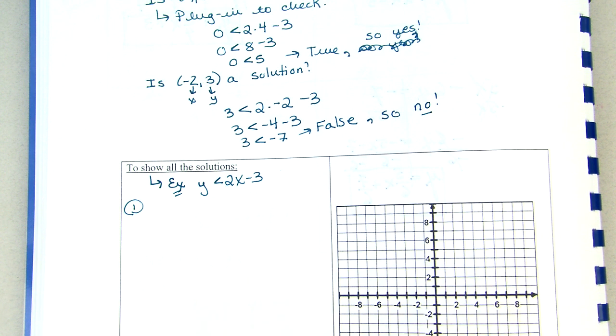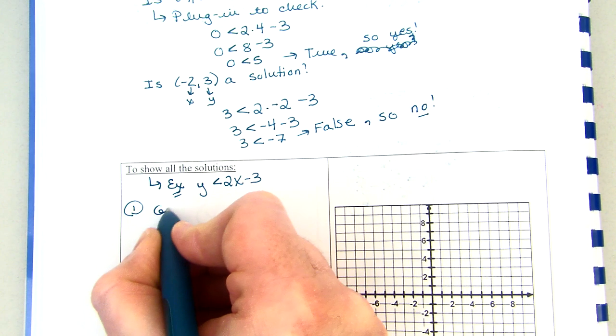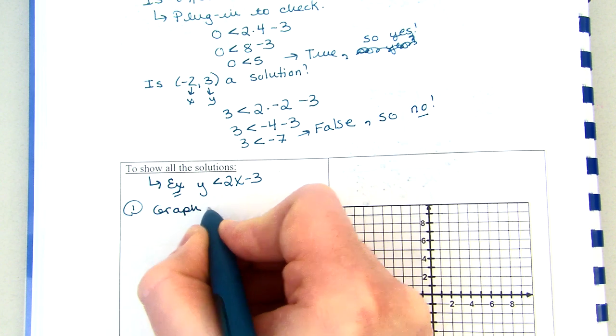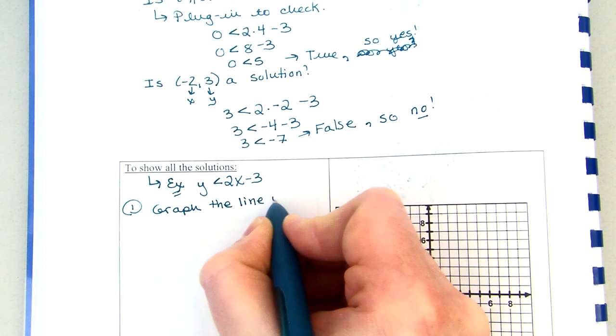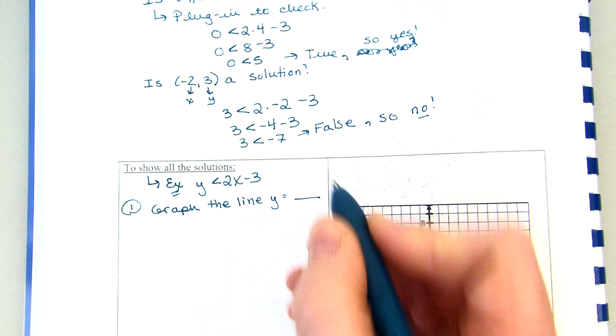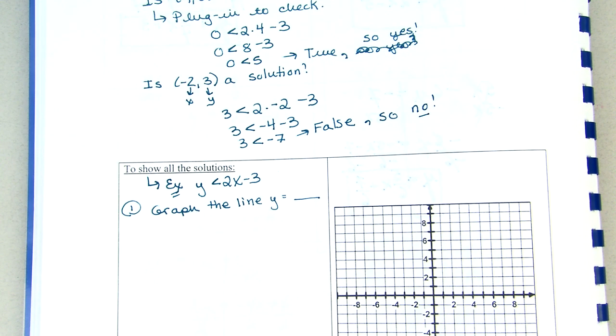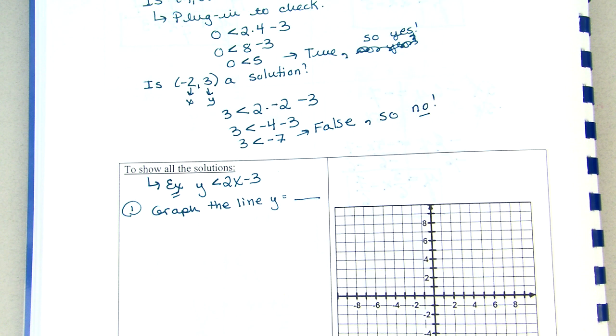Here's what we're going to do. Number 1, we are going to graph the line y equals whatever I gave you. I gave you y is less than 2x minus 3. Let's graph the line y equals instead.